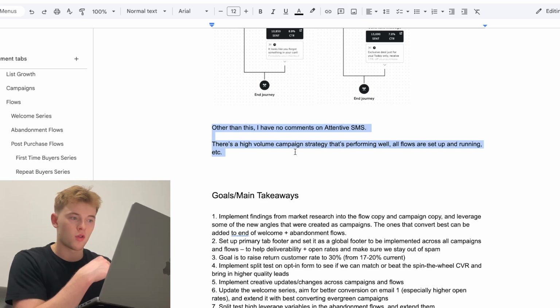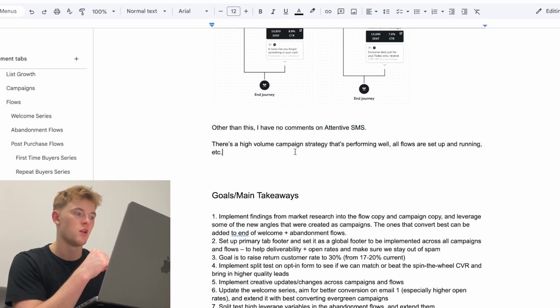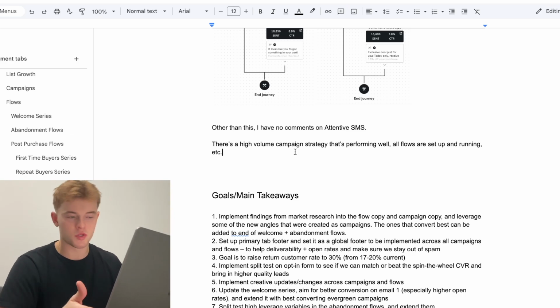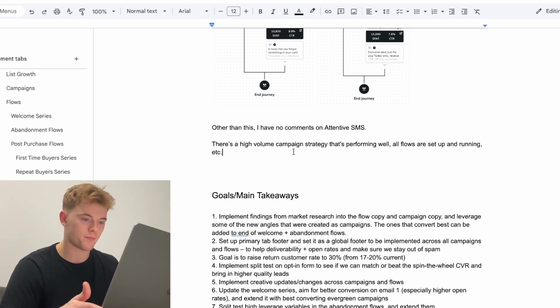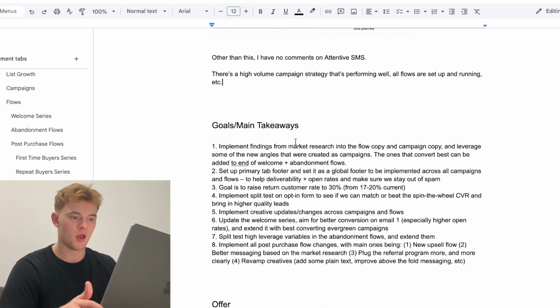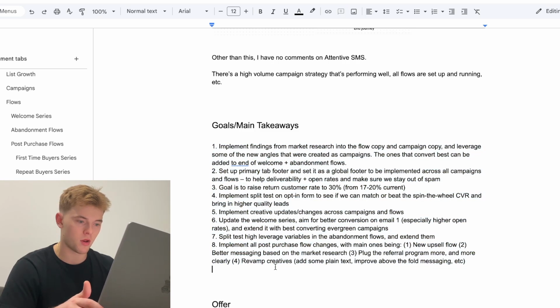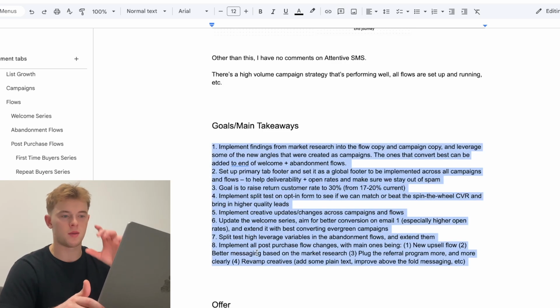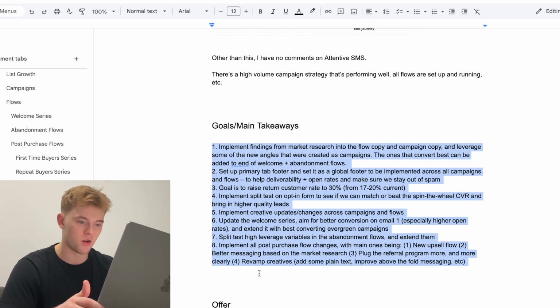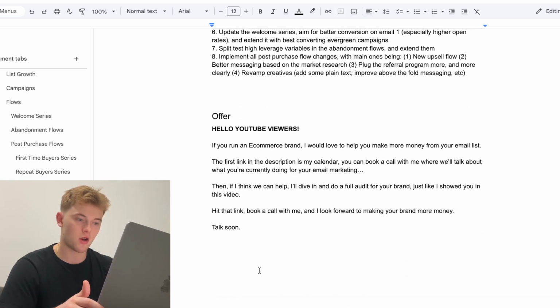There's a really high volume on their SMS campaign strategy. It was performing well. All the flows were set up and running. It all looked good to me. Now, goals and takeaways. I'm going to skip past this part because we kind of just covered everything together right there, but this is also pretty much the same thing that was covered in the main findings that we went over at the start. So yeah, that's about the entire audit for them.